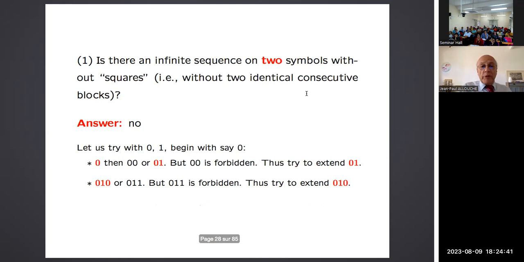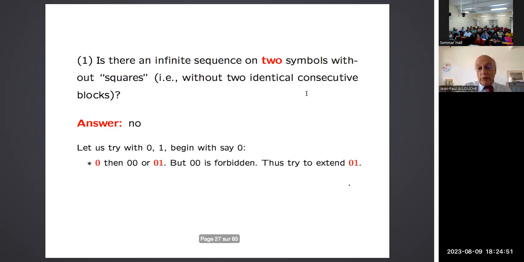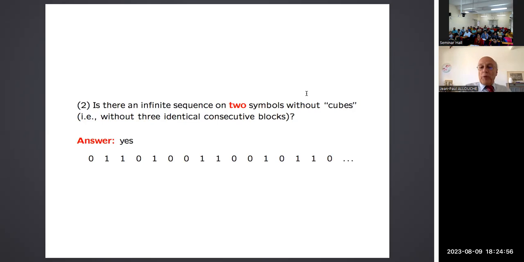And the second question, remember, is the same question, but replacing squares by cubes. Is it possible to get an infinite sequence on two symbols that does not contain any cube? And Thue answered, yes, this is possible. And he gave the following sequence, 0, 1, 1, 0, 1, 0, 0, and so on and so forth, with a way of constructing this sequence. If you look carefully, of course, it can be proven, this sequence is exactly the same as the sequence we began with, replacing plus by 0 and minus by 1. So plus, minus, minus, plus, and so on. This is the same sequence as the one obtained when we duplicated the sine function.